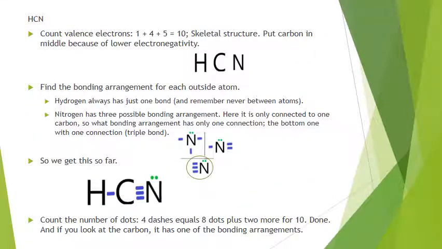All right, let's try HCN. It has 10 valence electrons. Put your skeletal structure. Give hydrogen 1 bond. Give nitrogen 3 bonds and lone pairs, so you have these 3 possibilities. If you pick this one, this nitrogen would have to connect to 3 things. This nitrogen would have to connect to 2, and this one to 1. We can see that nitrogen is only connected to 1 thing, so it's got to be this arrangement here. So we put it there, and this hydrogen here. We count up the number of dots, and we can see that it's 10. So we're all done.